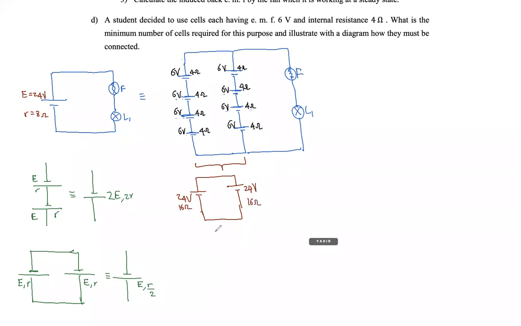Then those two together can now be taken as a single battery. When you put two batteries with equal EMF in parallel, the resultant EMF doesn't change, but when you put two resistors in parallel, resistance becomes half. Okay, so this should be the setup. They are asking to illustrate with a diagram. So this should be the final answer, because a student decided to use cells each having EMF 6 volt and internal resistance 4 ohm. This is how the setup should look. There is no other way. So you have to analyze this way.